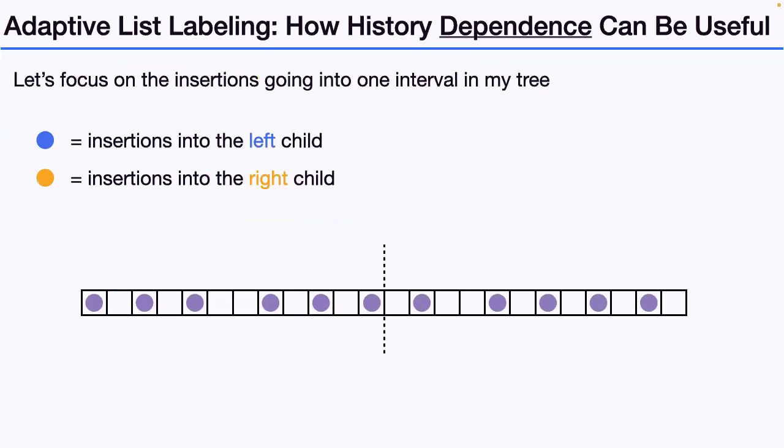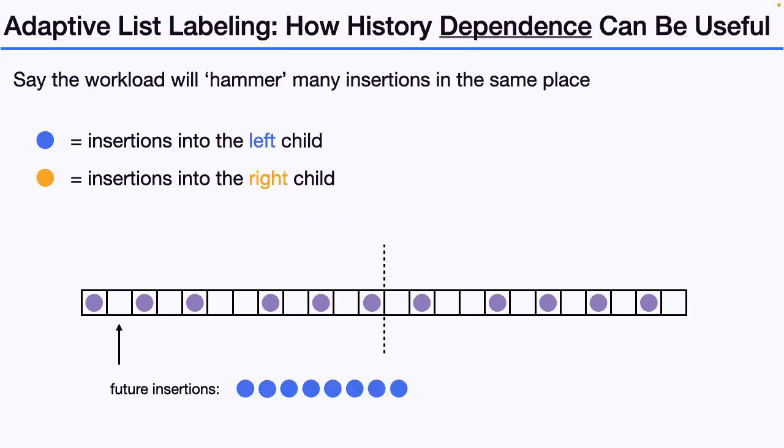Okay, so once again, we're just going to fix the level of the tree and focus on one interval. And all we care about at this granularity is whether insertions are going left or right. So I'll use blue to represent insertions that go left, and orange to represent insertions that go right. Purple are ones that are already there. All right, so let's say temporarily I had a workload that just looked like this. So all the insertions are going to the left. Specifically, they're all going to the same location of the array.